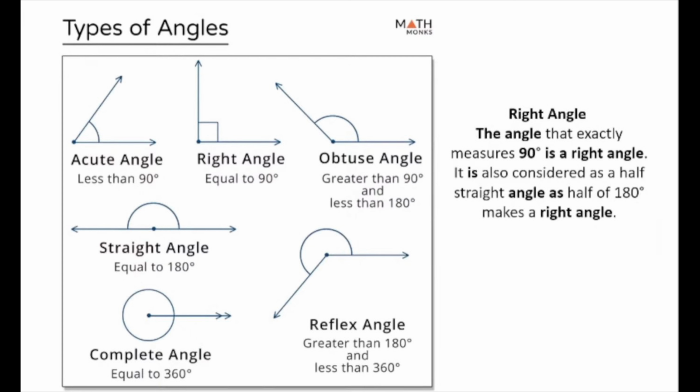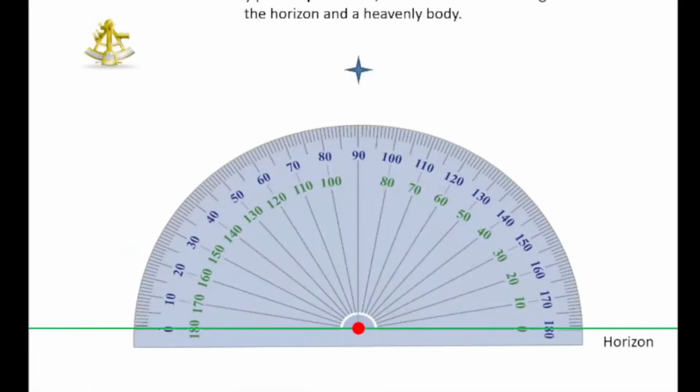It is also considered as half a straight angle, as half of 180 makes a right angle. Next slide. A sextant is an extremely precise protractor used to measure the angle between the horizon and the heavenly body. So as you can see, if Adam points up to that star, that's at 90, and then the horizon, there's your right angle. It's just very simple.